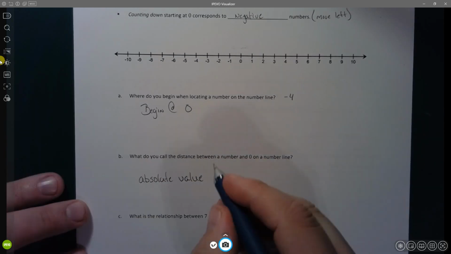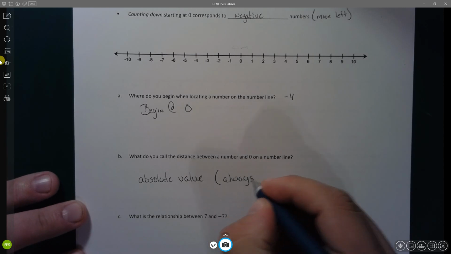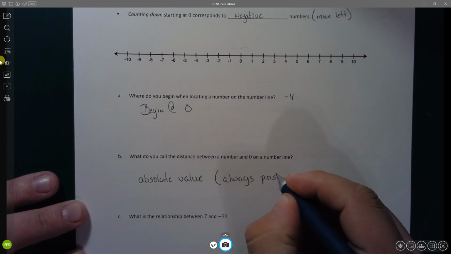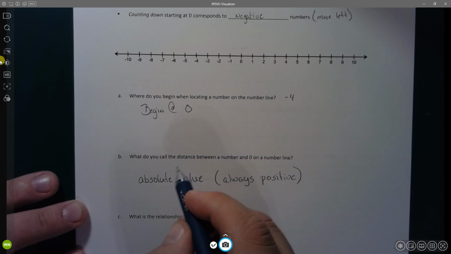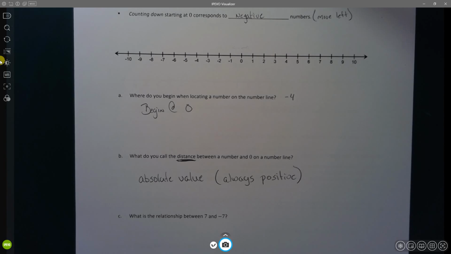Absolute value is always positive, and it measures distance. That's important. Absolute value is a phrase you're not going to hear very often, especially in this grade, but it's very important for us to understand it later on.